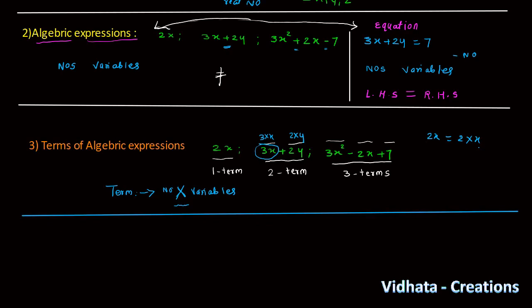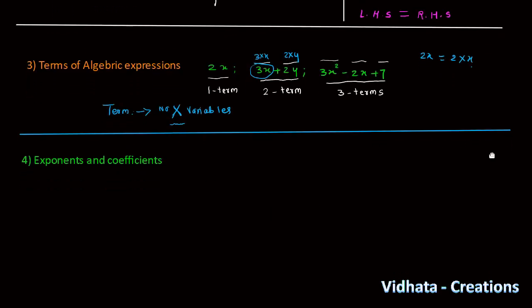Now, let us study our last concept, exponents and coefficients. Let us take one example. For example, suppose I am having one example as 3x to the power 2, or we can say it as 3x square. Now, what is coefficient? Here, the number 3 we call it as coefficient.